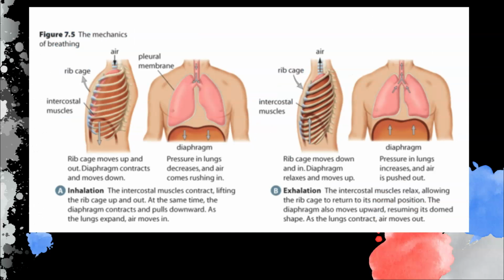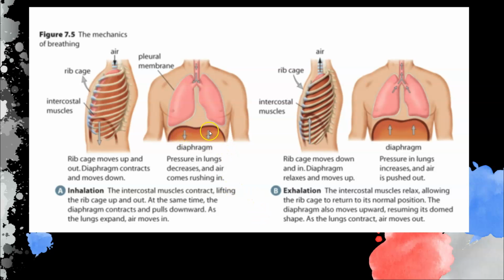So let's look at the mechanics of breathing in this picture. Now you're going to be doing something a little different in your notes. I'm just going to show you what it looks like from your textbook. So in your textbook, it's showing this picture for inhalation. It says the intercostal muscles contract, lifting the rib cage up and out. At the same time, the diaphragm muscle contracts and pulls downwards. Okay, so what does that mean?